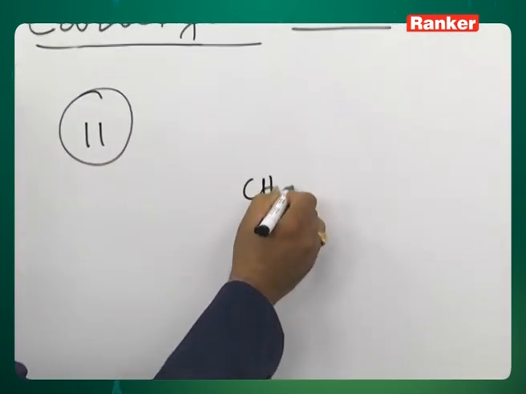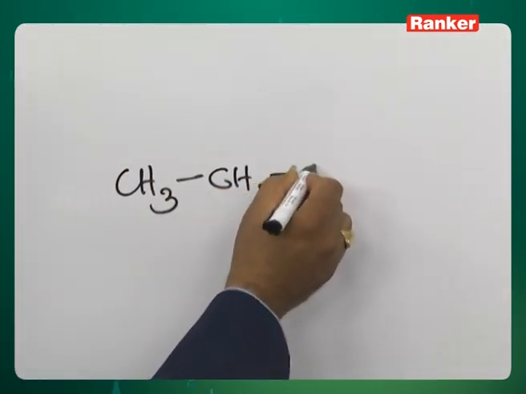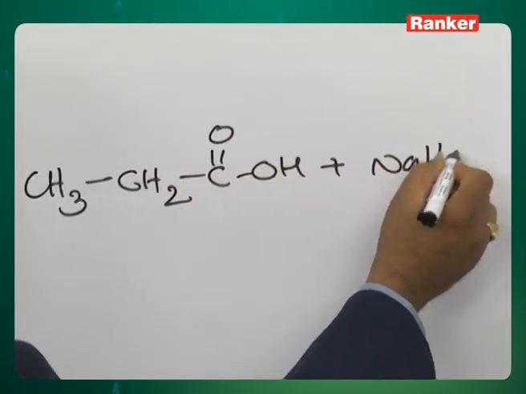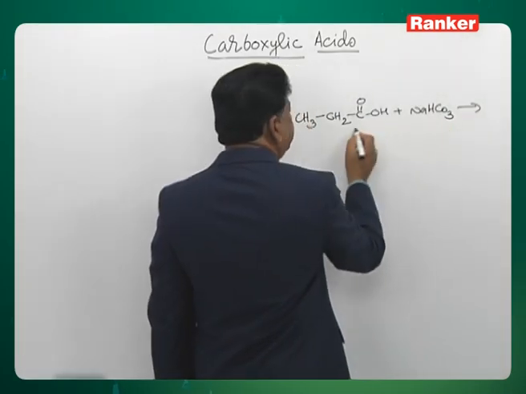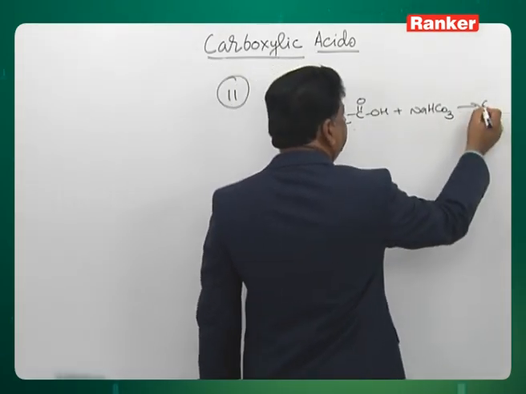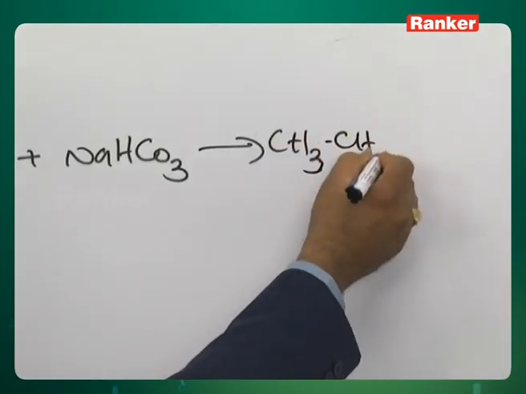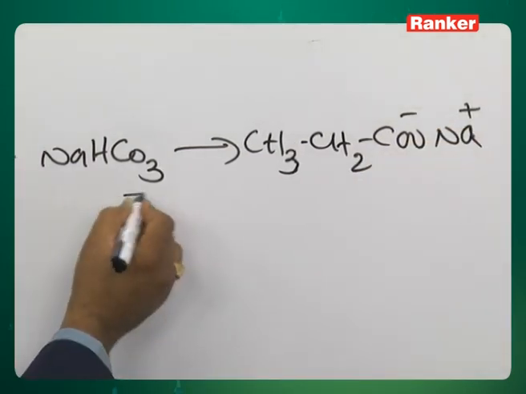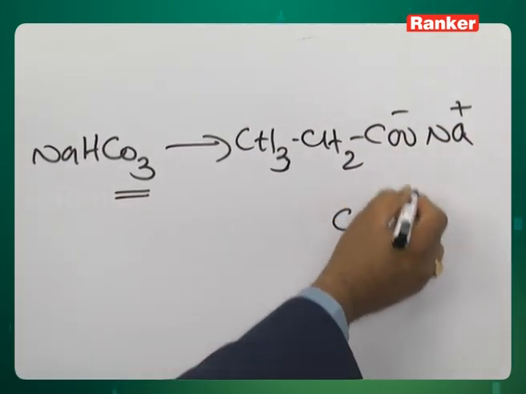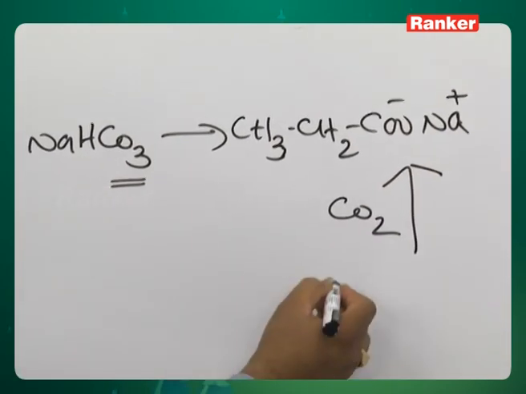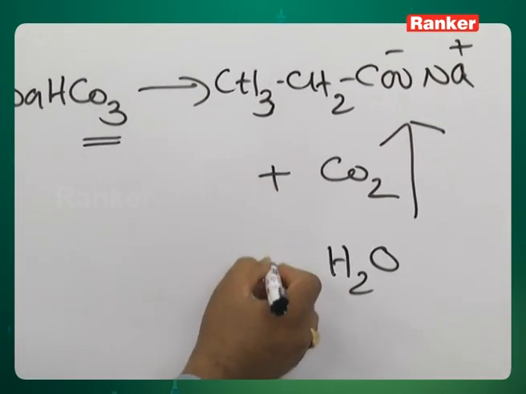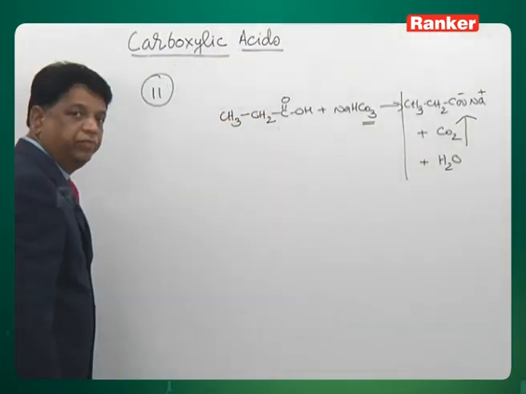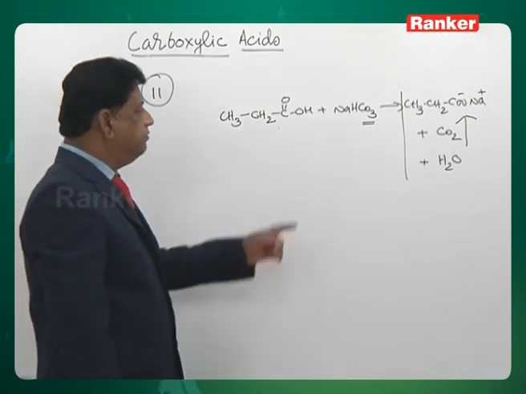Propionic acid is a common name of propanoic acid. This propanoic acid is treated with sodium bicarbonate, NaHCO3. It is an acid-base neutralization, and the acid becomes the salt CH3CH2COO- Na+, carbon dioxide is released, and one H and OH form H2O. So these are the 3 products formed in the reaction: the sodium salt, carbon dioxide, and water.